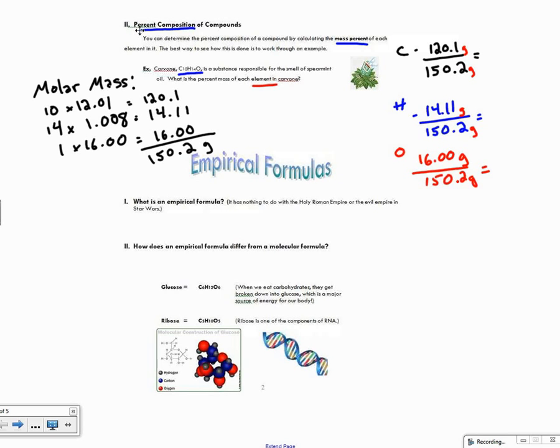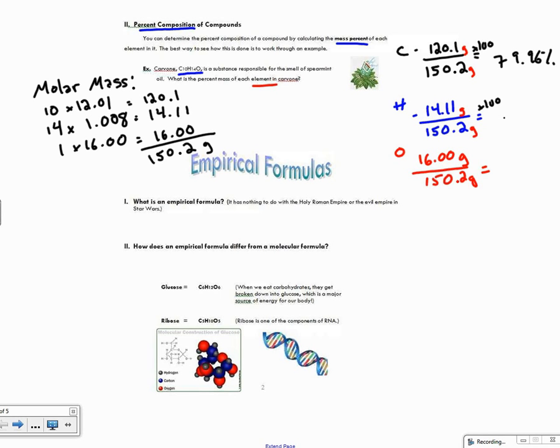In each case we're going to get a decimal, and then I'm going to multiply that number by 100 to convert it into a percent. In each case I can keep 4 sig figs, because remember, when we're multiplying and dividing, we keep the same number as the number that has the fewest, and each number in all of these problems has 4. So for carbon, when I multiply that answer by 100, I'm going to get 79.96%. I'm going to do the same thing for hydrogen: 14.11 divided by 150.2 times 100.